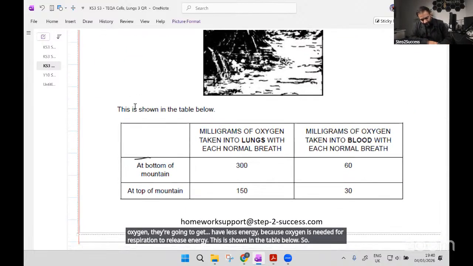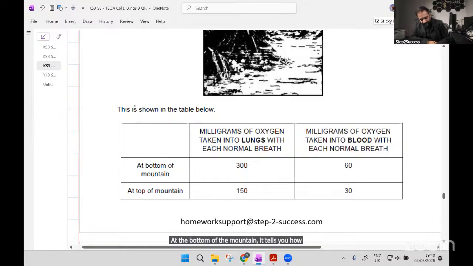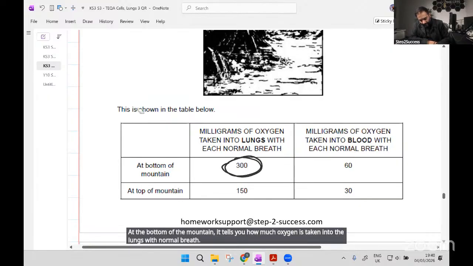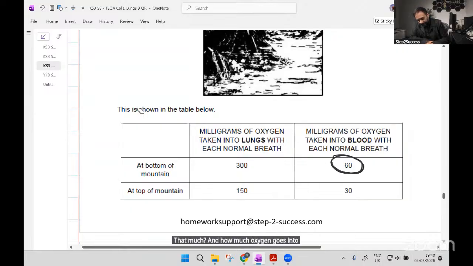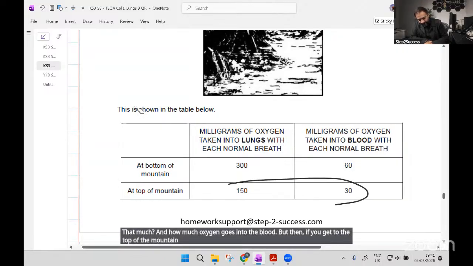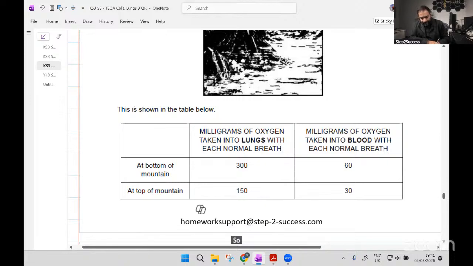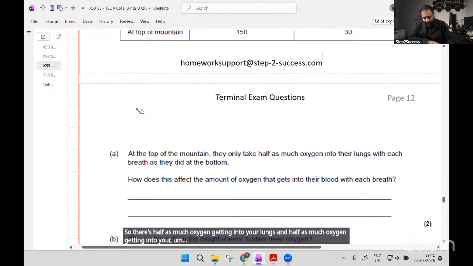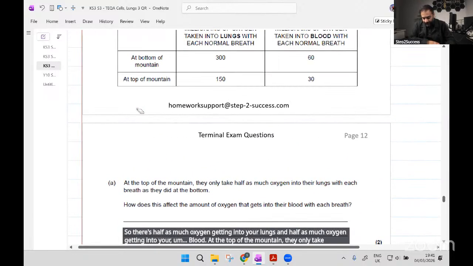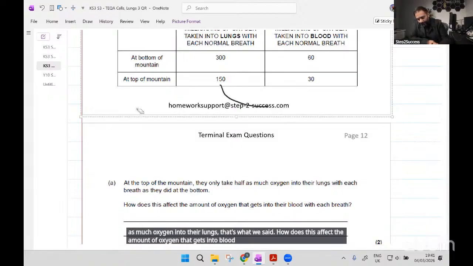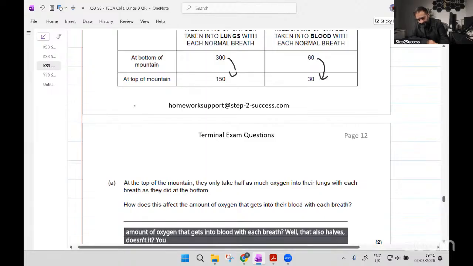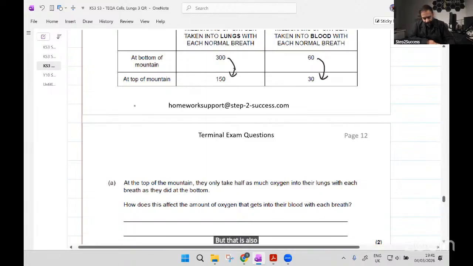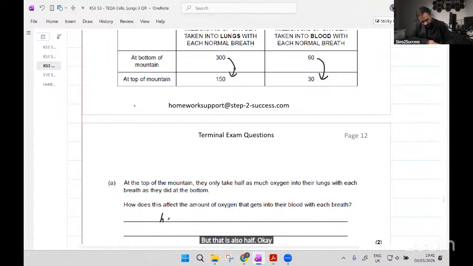At the bottom of the mountain, it tells you how much oxygen is taken into the lungs with a normal breath, and how much oxygen goes into the blood. But if you get to the top of the mountain, look at these numbers, they halve. So there's half as much oxygen getting into your lungs and half as much oxygen getting into your blood. At the top of the mountain, they only take half as much oxygen into their lungs. How does this affect the amount of oxygen that gets into blood with each breath? Well, that also halves, doesn't it? You see that there? So that's half, but that is also half. Okay. And that would actually be 2 marks.